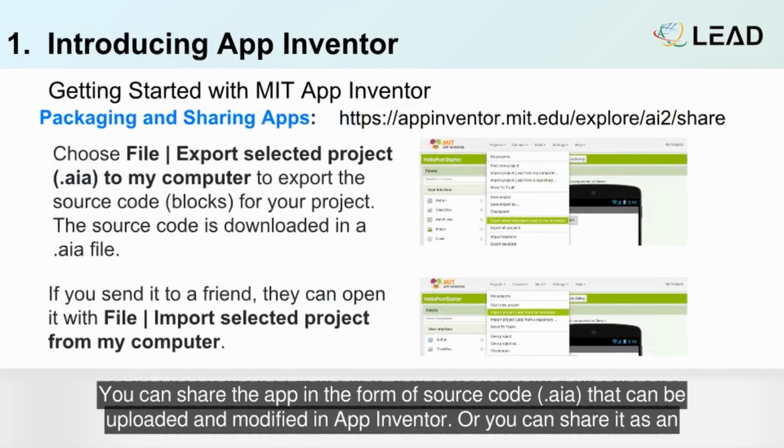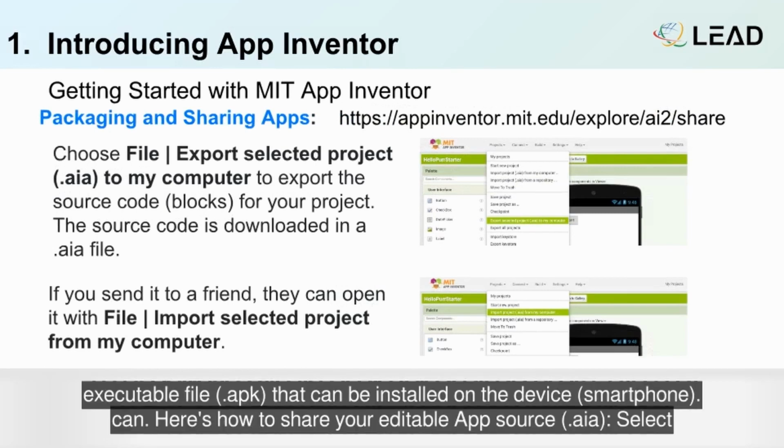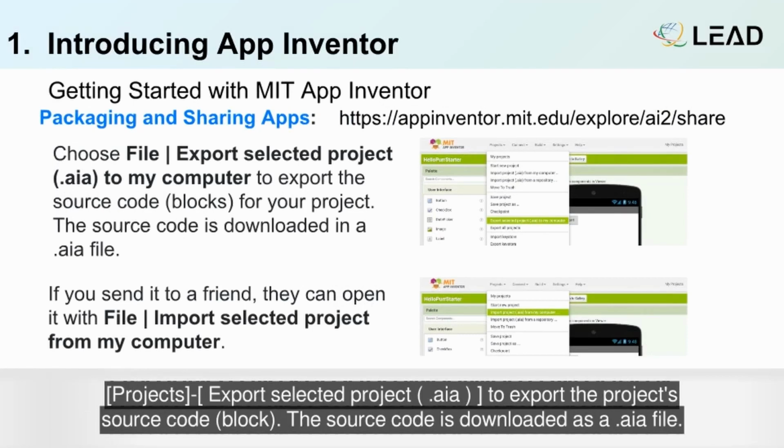You can share the app in the form of source code, .aia, that can be uploaded and modified in App Inventor. Or you can share it as an executable file, .apk, that can be installed on the device, smartphone. Here's how to share your editable app source, .aia: select Projects, Export selected project (.aia) to export the project's source code, blocks. The source code is downloaded as a .aia file.